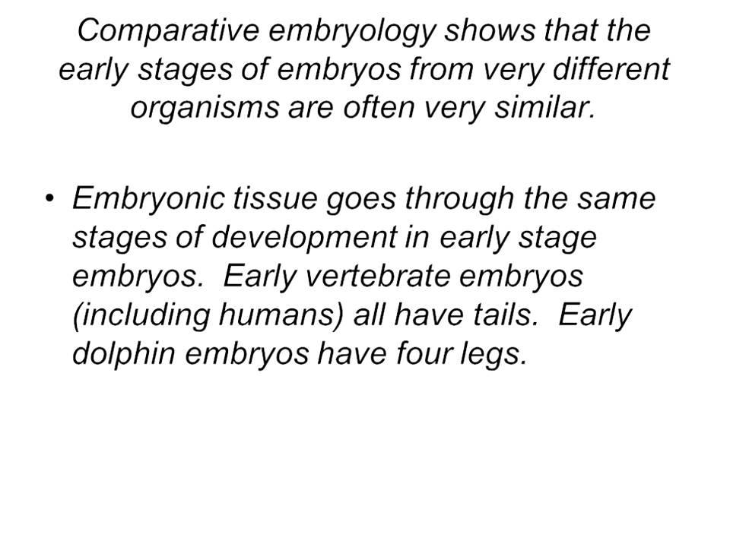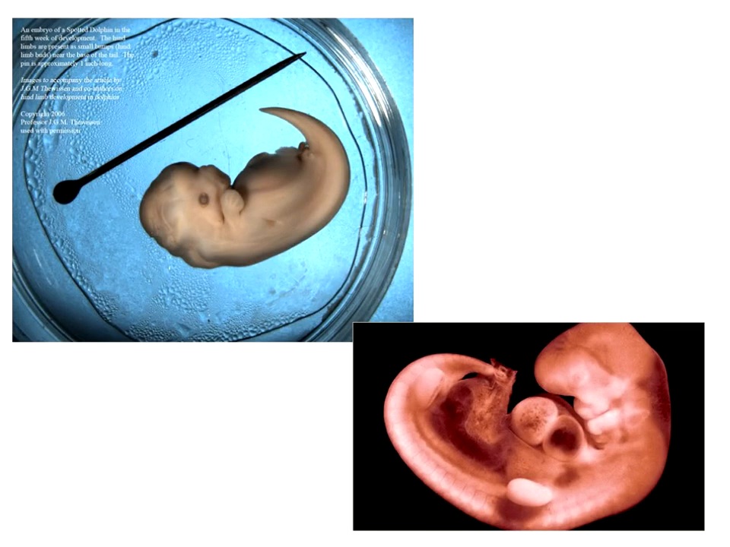We can also take a look at embryos of the different organisms and see similarities between the early stages of embryos of different organisms, and we can see that they are very similar. For instance, all early vertebrate embryos have tails, and that even includes humans. And dolphin embryos even have 4 legs, even though they don't have legs. Okay? So here are pictures.